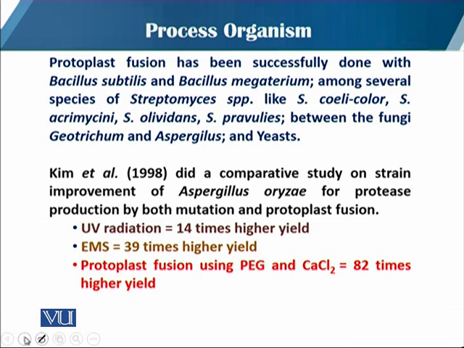Kim et al. 1998 did a comparative study on strain improvement of Aspergillus oryzae for protease production by both mutation and protoplast fusion. He produced a mutant with a 14 times higher yield with UV radiation, and with ethyl methyl sulfonate a 39 times higher yield. But when he used protoplast fusion using polyethylene glycol and calcium chloride, he reported an 82 times higher yield of the protease.